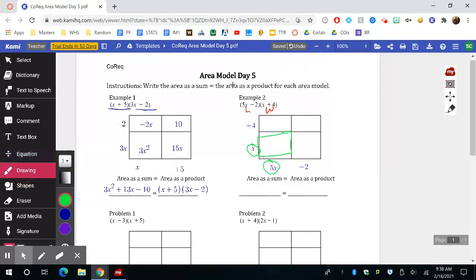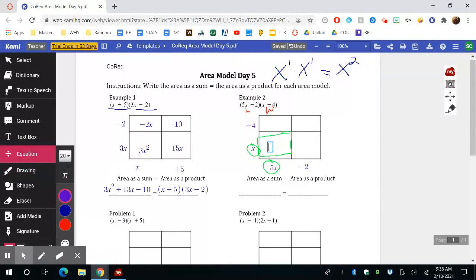I have x. I have x to the first power multiplied by x to the first power, which gives me x to 1 plus 1, since I have the same base, to the second power. So that's what I'm going to put here. Okay, 5x to the second power.